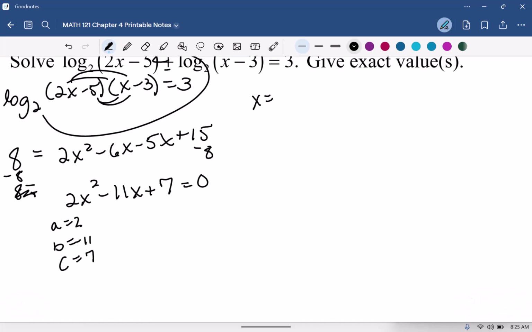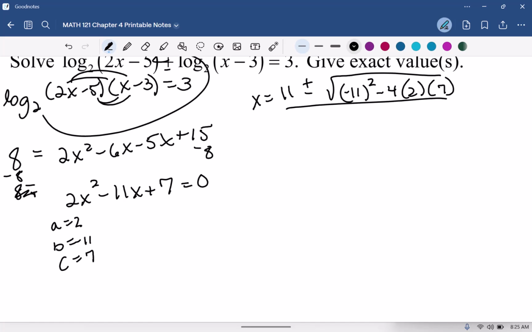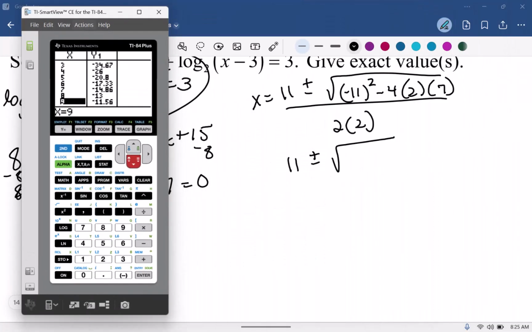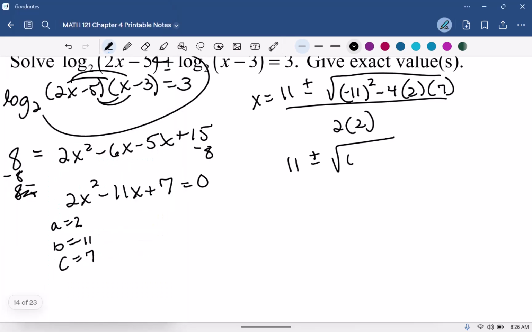So x equals minus b, so 11, plus or minus the square root of negative 11 squared minus 4 times 2 times 7, b squared minus 4ac, over 2a. So that's going to be 11 plus or minus the square root of, I'm going to use my calculator again. Just thought I was done with it, huh? So that's negative 11 squared minus 4 times 2 times 7. That's 65 over 4. And that doesn't simplify. 65 won't break down.